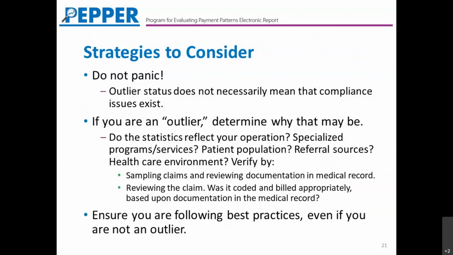Now, once you receive your PEPR, and let's say you see a lot of red in there, what should you do? First thing, what you should not do is panic. Remember, outlier status does not necessarily mean that compliance issues exist. By design, 20% of the providers are always going to be identified as an outlier for each of those PEPR target areas. But if you are an outlier, I want you to think about why that might be.